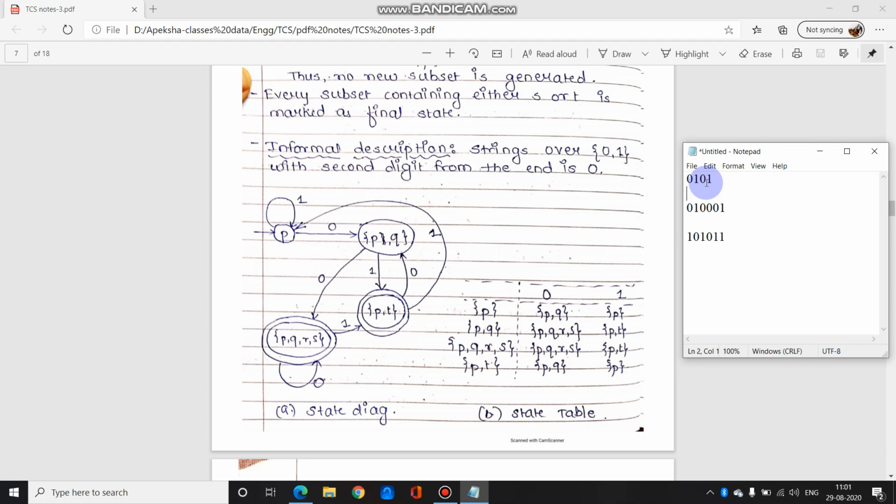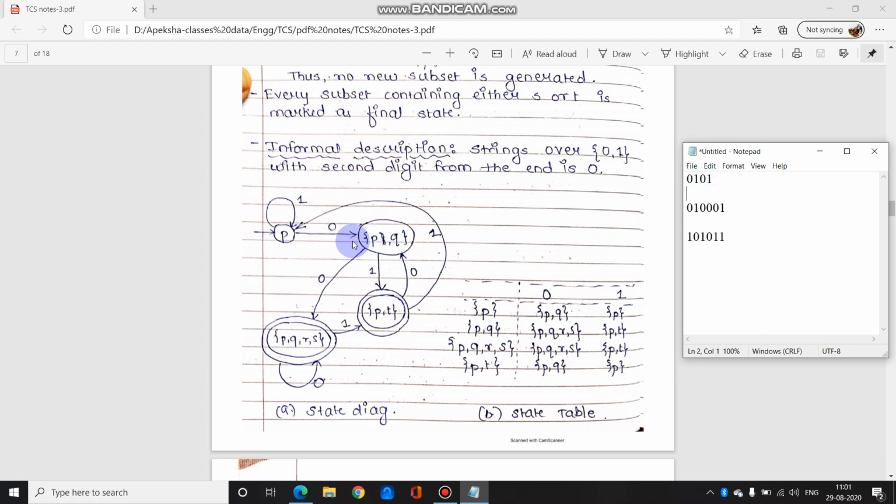Whatever input we pass, we have to make sure that the end of the string leads to one of these final states. That is, the string is acceptable only if it ends in a final state, either of these states. It's fine, but it must end on a final state. If it ends on an intermediate state, then that string is not acceptable. So let us see the first string.